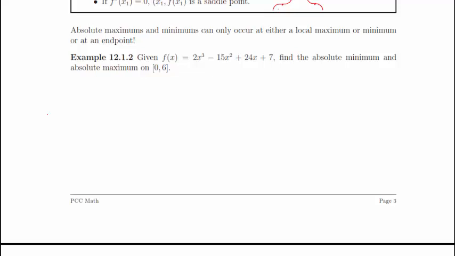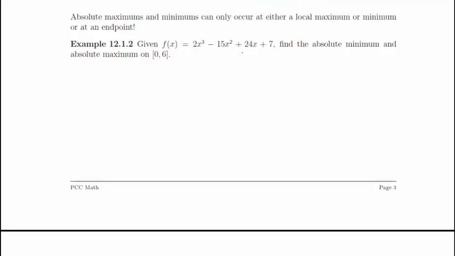Okay, let's look at example 12.1.2. Given f of x equals 2x cubed minus 15x squared plus 24x plus 7, find the absolute minimum and absolute maximum on the interval 0 to 6, closed interval 0 to 6.